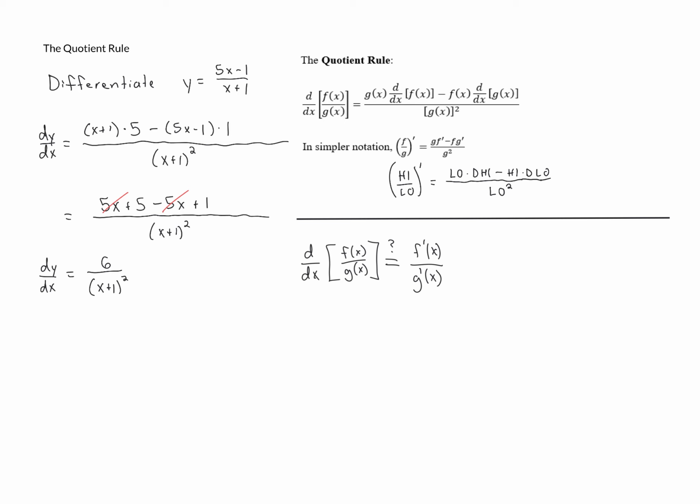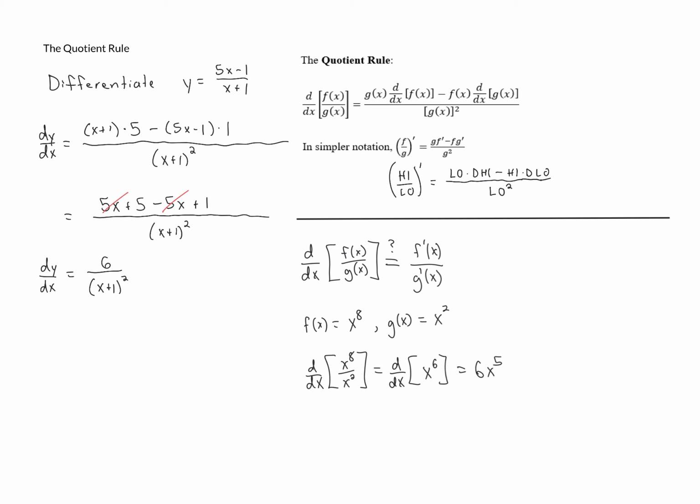For example, we could look at f of x equals x to the 8th and g of x equals x squared. Now, we know that if we differentiate x to the 8th over x squared, well, we know that x to the 8th over x squared is just x to the 6th. So we need to take the derivative of x to the 6th, and that's going to be 6x to the 5th.